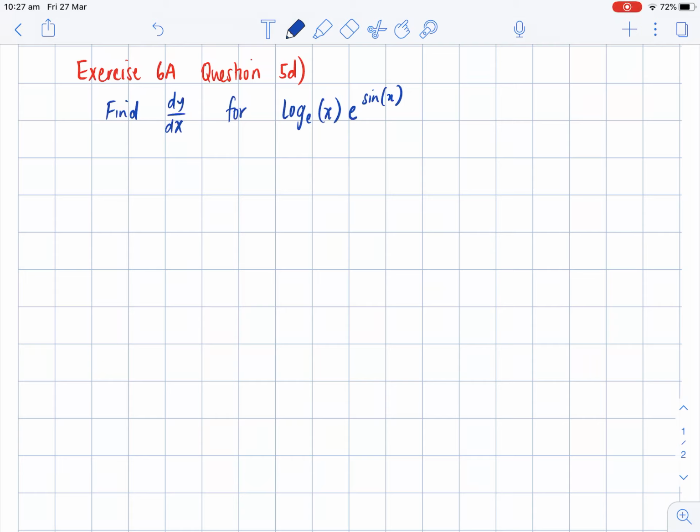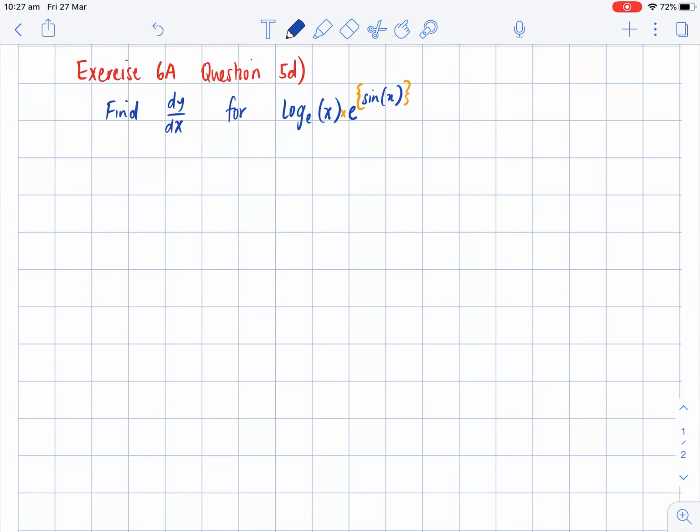All right, so for the next example, we're starting to get a combination of a few things going on here. This is getting a little bit complicated. I've got a times sign, but I also have a function within a function. So I have to use a combination of the product rule as well as the chain rule here.